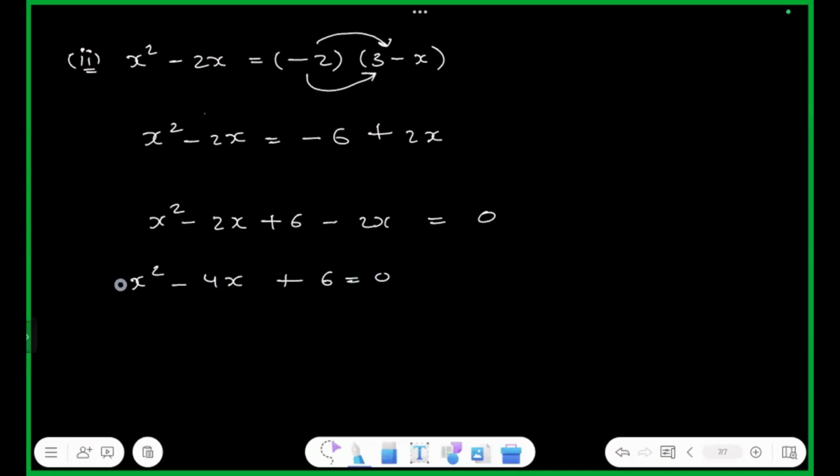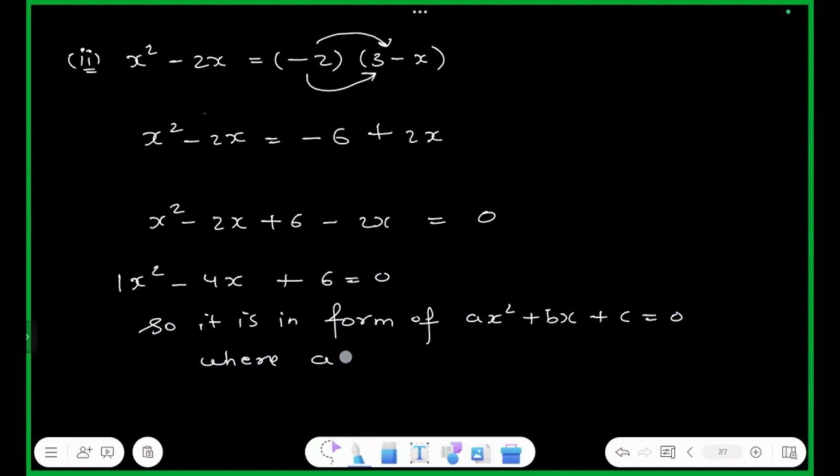Okay, now here we don't have any coefficient, so the coefficient must be 1. So it is in the form ax square plus bx plus c is equal to 0, where a is what? 1. b is what? Minus 4. Look, minus 4, because in our original equation there we have plus.